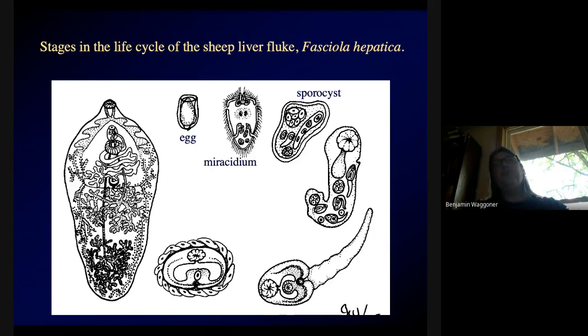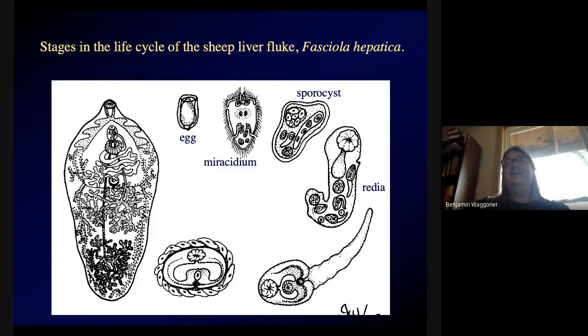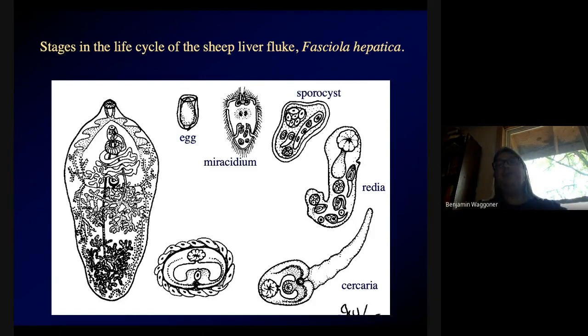The sporocyst will internally start budding off redia. You can tell the redia because it does have a mouth and a simple gut. And inside the redia will be produced cercaria. This is a stage that has pretty much all of the adult features, and it's got a tail, and the cercaria is capable of swimming.